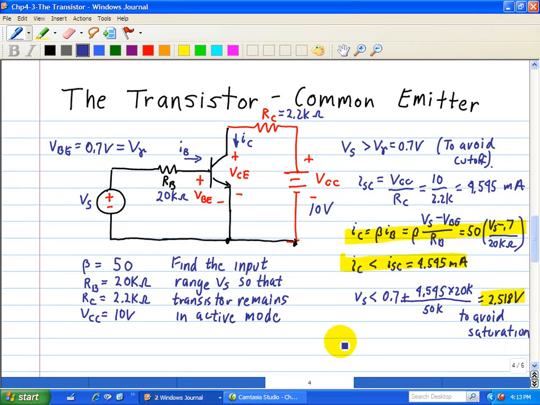Therefore, our voltage range VS must be between 0.7 and 2.518 volts in order for this transistor to remain in active mode, and in other words, to avoid cutoff and to avoid saturation. So let me highlight that result. We have an input range for our VS to be between 0.7 and 2.518 volts.